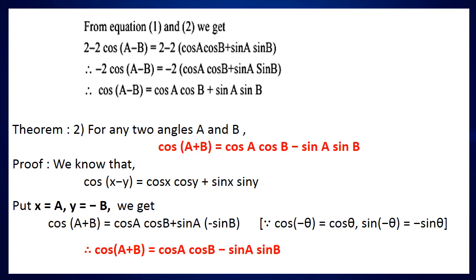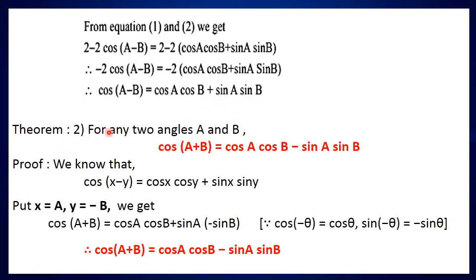From equations 1 and 2 we can write that 2 minus 2 cos(A minus B) is equal to 2 minus 2(cos A cos B plus sin A sin B). The 2 can be cancelled from both sides, and it is minus 2 cos(A minus B) is equal to minus 2(cos A cos B plus sin A sin B). Again we can cancel minus 2 from both sides. Then the result is cos(A minus B) is equal to cos A cos B plus sin A sin B.